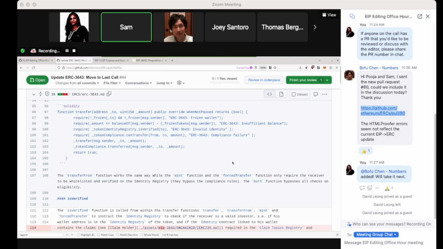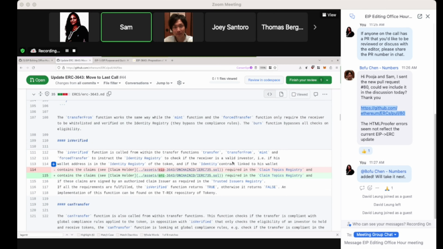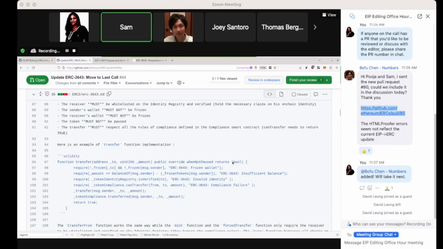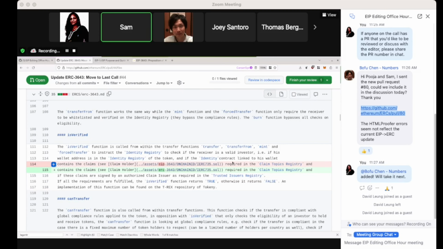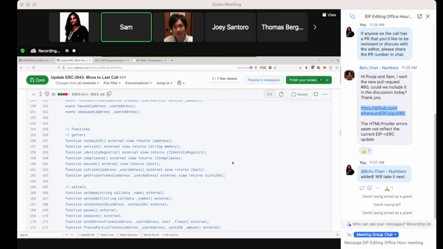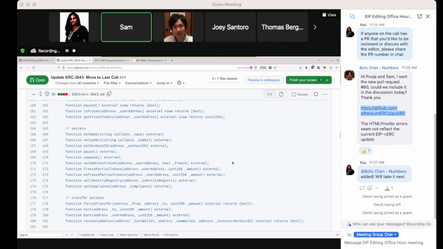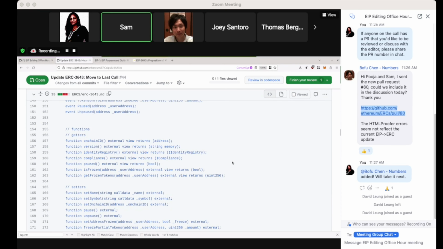Okay. Force transfer. All right. The burn function. Do they actually specify a burn function? Getters, setters, transfer. They do. Okay, so they do have standardized mint and burn.